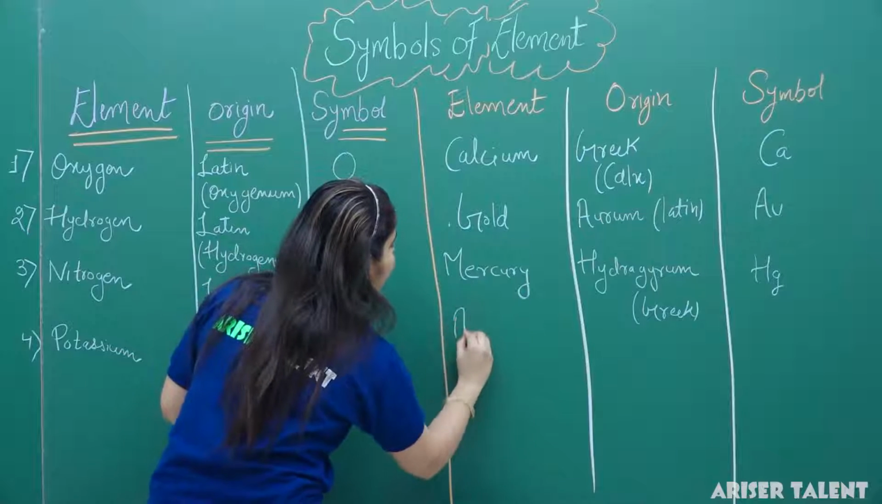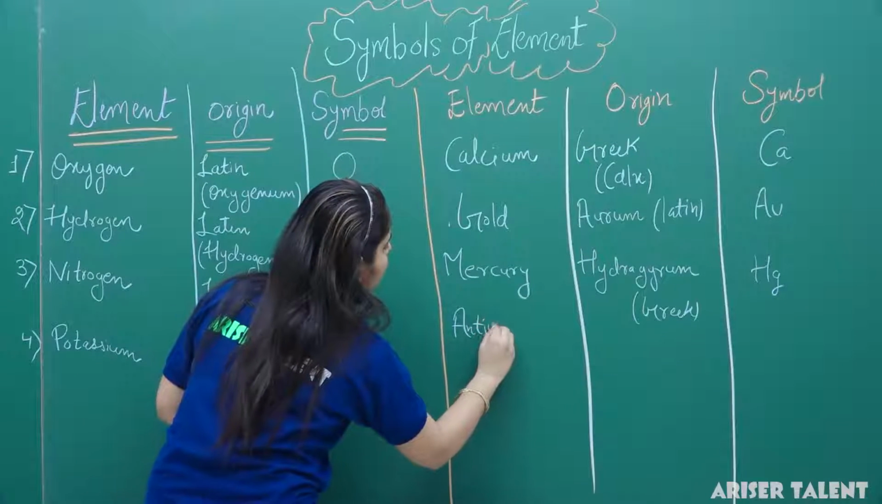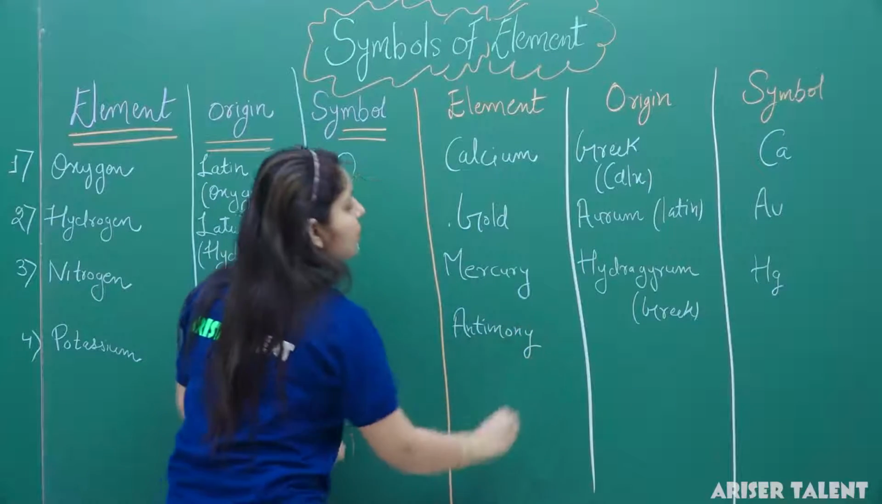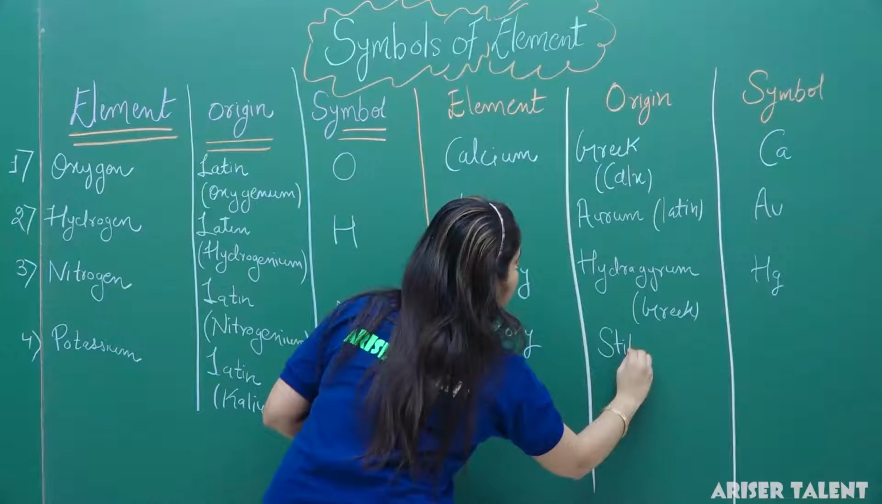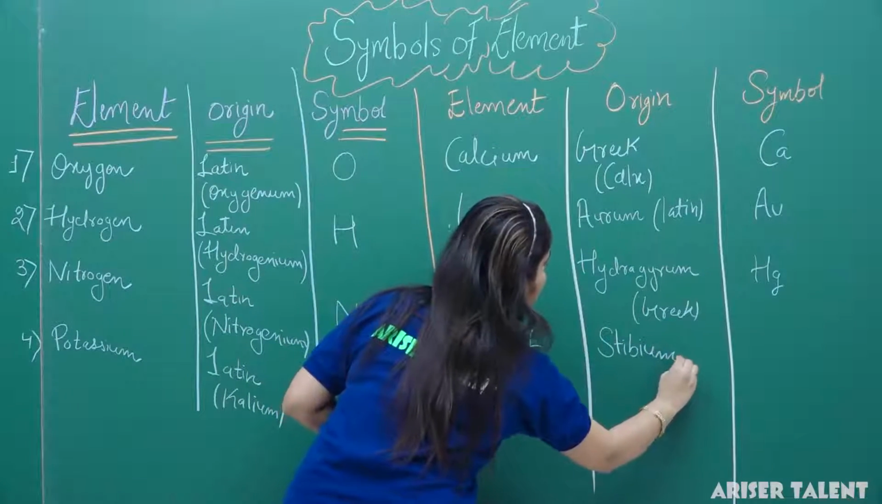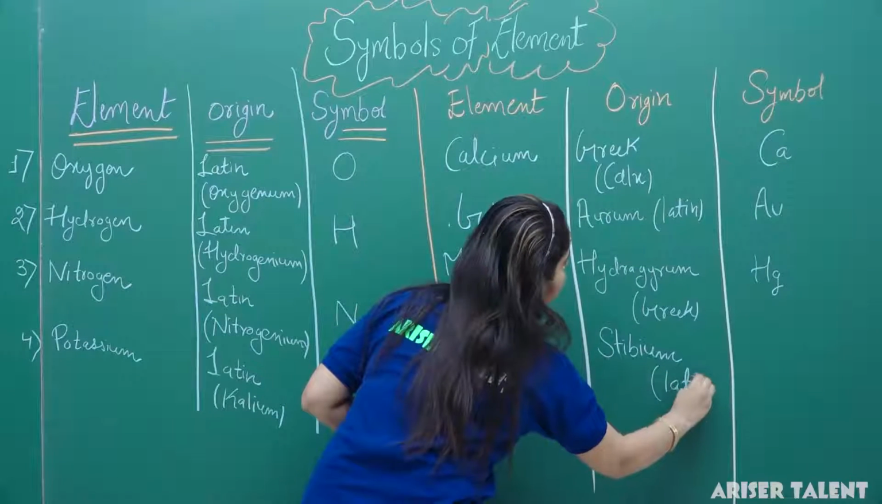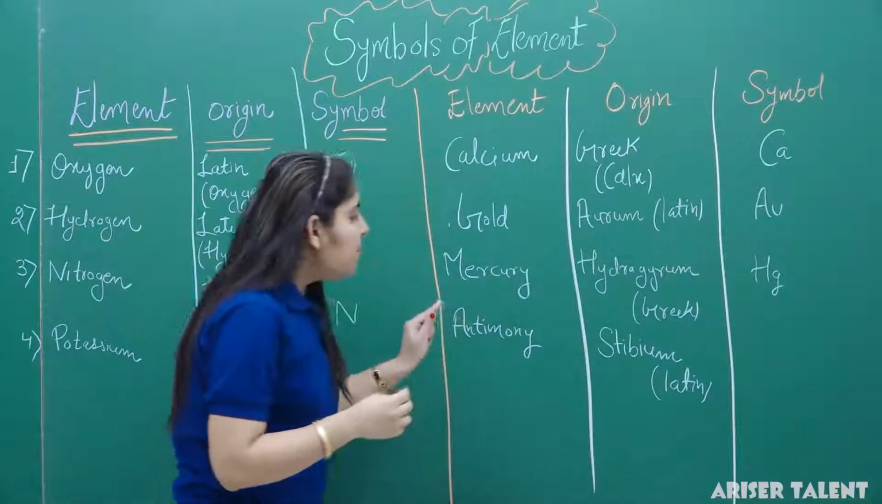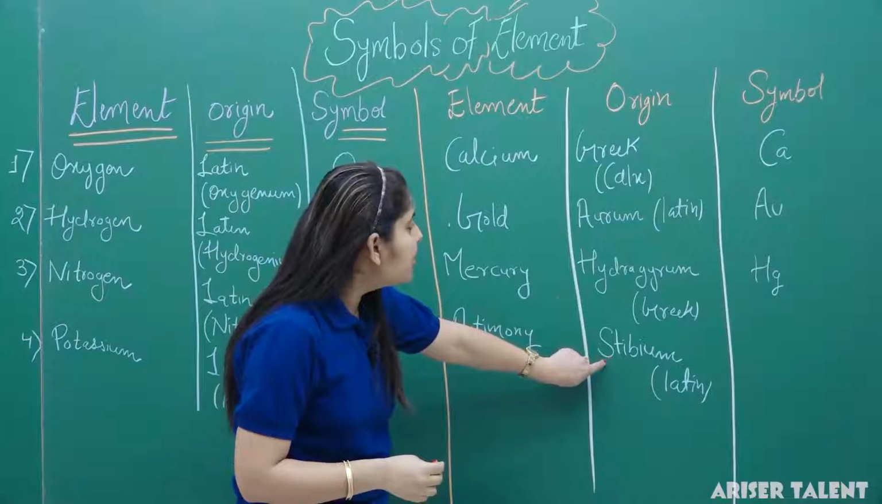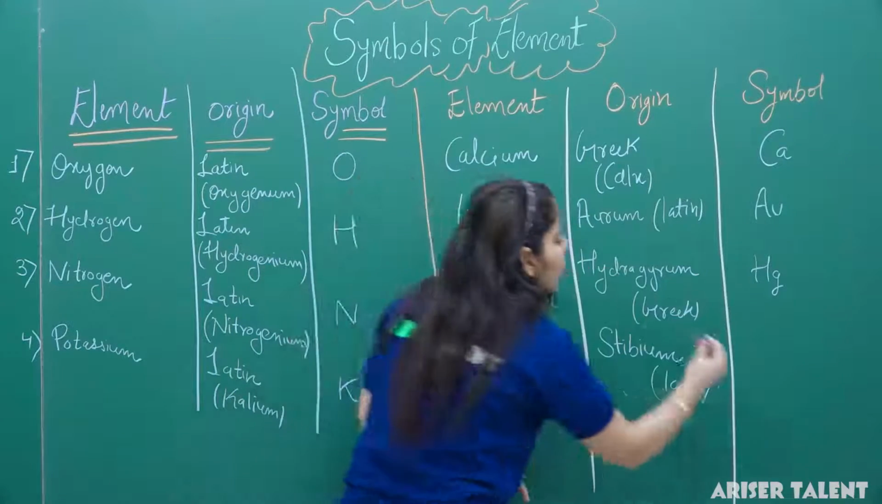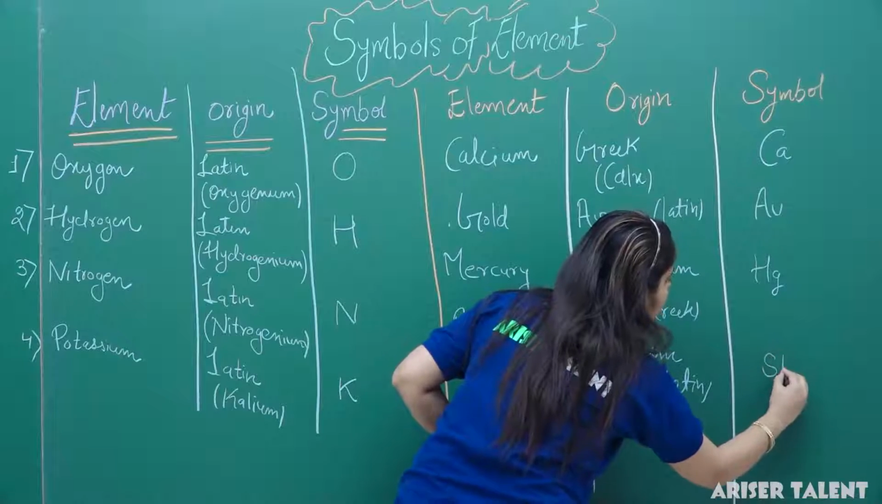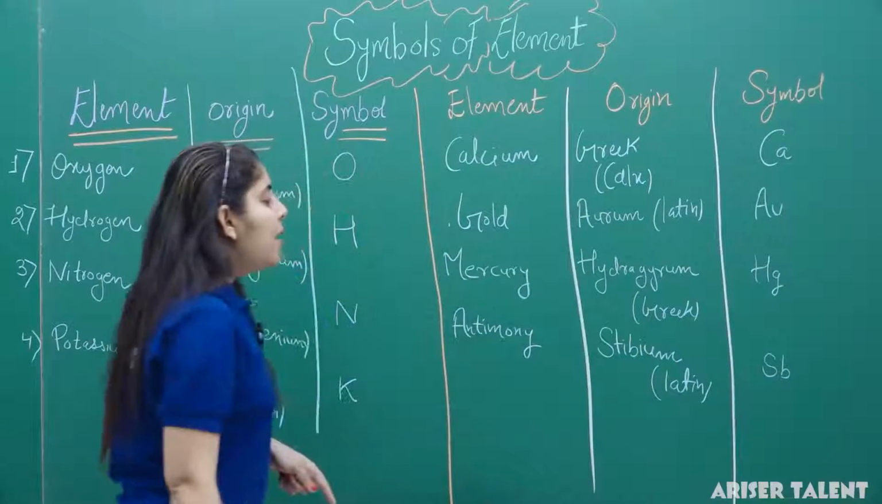Now we have the next element, that is antimony. Antimony is basically taken from a word stibium. It is again a Latin word, and the symbol for the element will be the first letter of their origin name, and the second letter will be in small letter. So the symbol for antimony will be Sb.